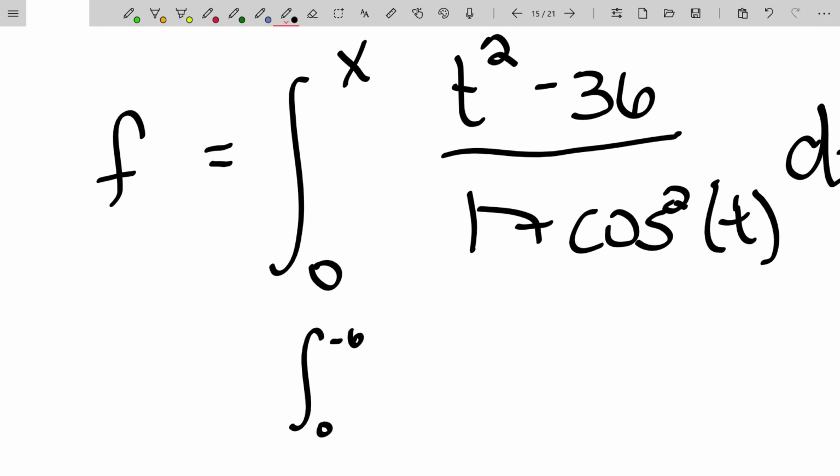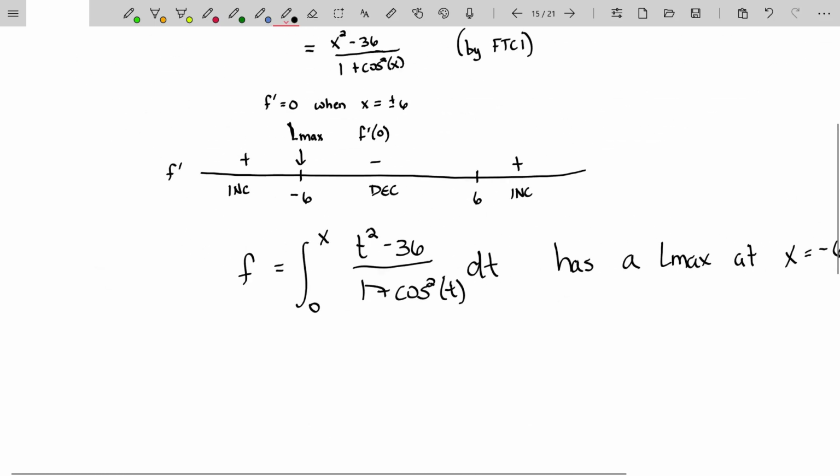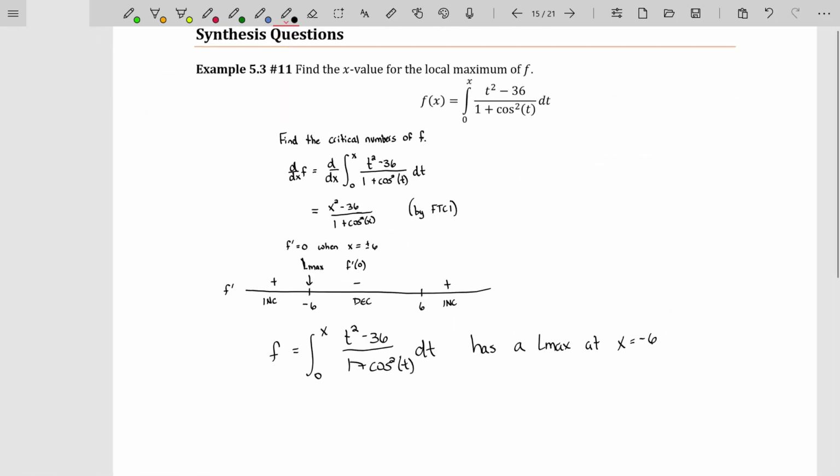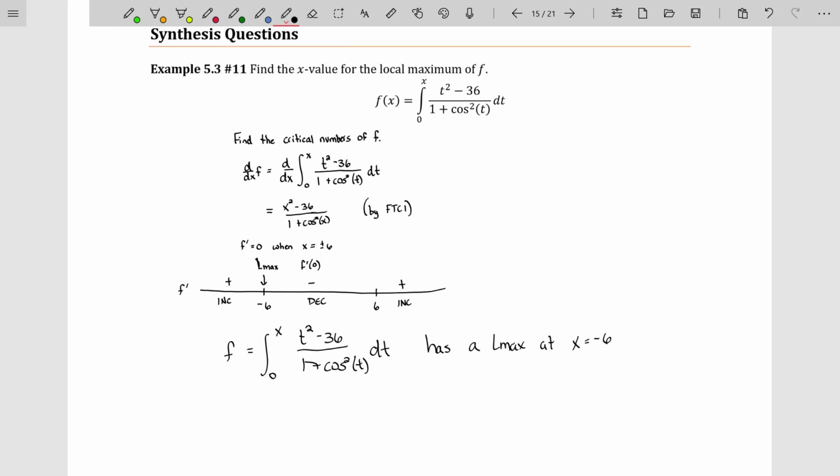If we went from 0 to -6, that's the same thing as going from -6 to 0. So you just flip the limits of integration, and it forces a negative in that integral. So we're totally okay. Anyhow, all right. So that is the answer to that. Very nice question. It pulls together topics from optimization, which is a major topic prior to integration.